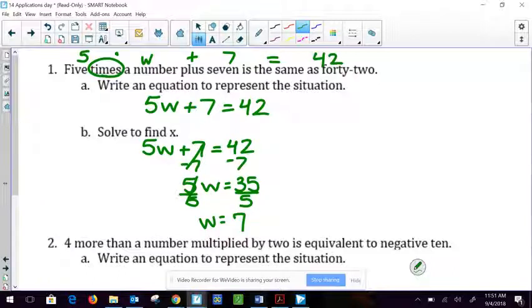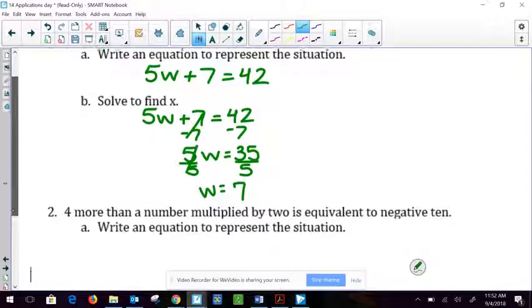So it might be helpful, if you're struggling with this stuff, to write your variables and numbers up top with your operations so you know what kind of number sentence you're going to be writing.